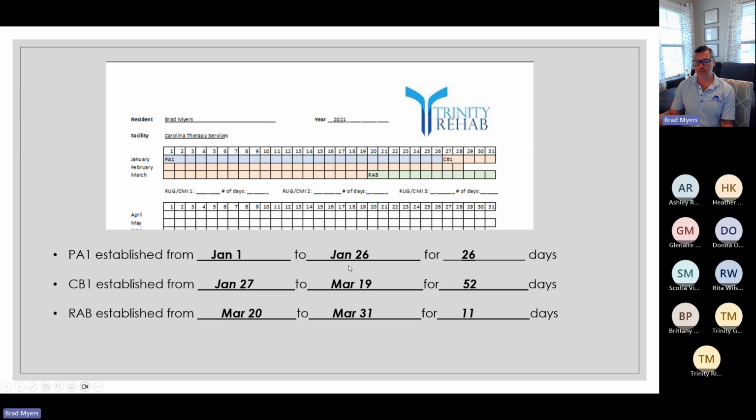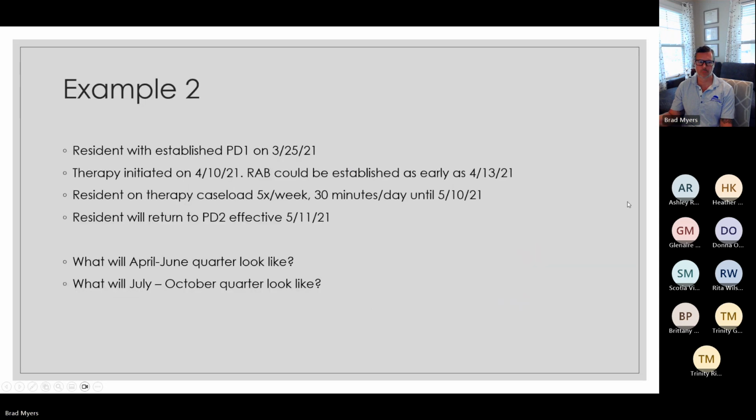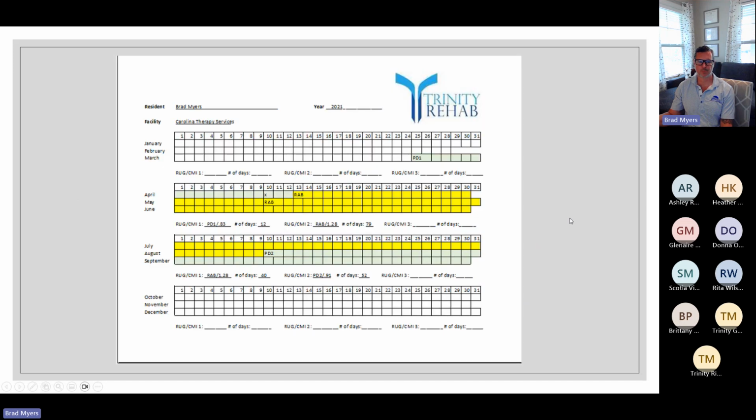So now the PA1 is established from January 1st to the 26th for 26 days. The CB1 is established for 52 days. The rehab rug is established for 11 versus if MDS did not do, so if this was the ARD on January 1st for the PA1, this resident would have been a PA1 for all 90 of these days, which would have been terrible, as opposed to wiping out this CB1 and the rehab rug. So that's just an explanation of all of that.